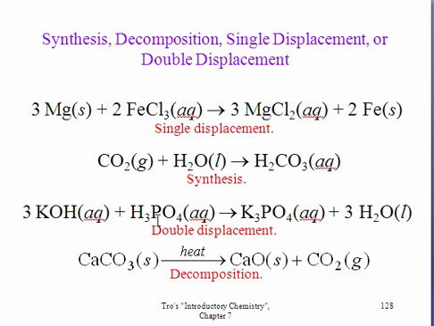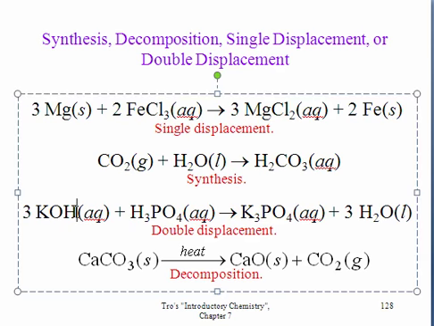Now, double displacement is what we would place precipitation or acid-base reactions in. And double displacement is when polyatomic ions switch. So when we have our hydroxide that switches with the phosphate and takes the H+, we get water. So phosphate in the reactant used to be with an acid, and now phosphate is with the potassium. Potassium used to be with hydroxide, and now it's with the phosphate.